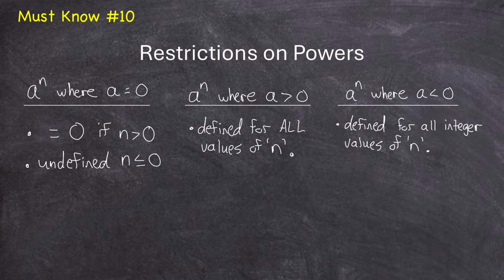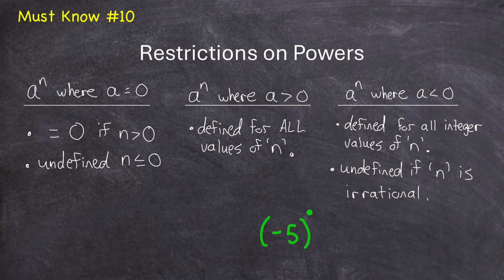But a power with a negative base is actually undefined if the exponent is any irrational number. So for example, negative 5 to the power of pi would be undefined because pi is irrational. So we know it's defined for integer values, undefined for irrational values. Well, what about rational values? Well, the answer to that is it depends.